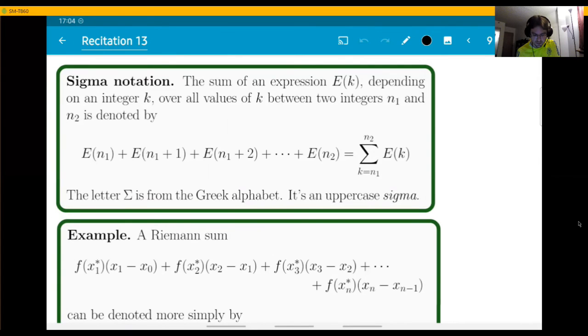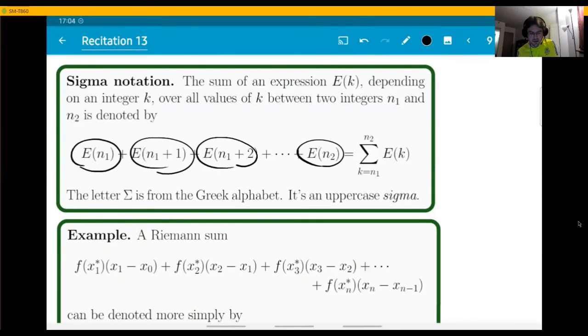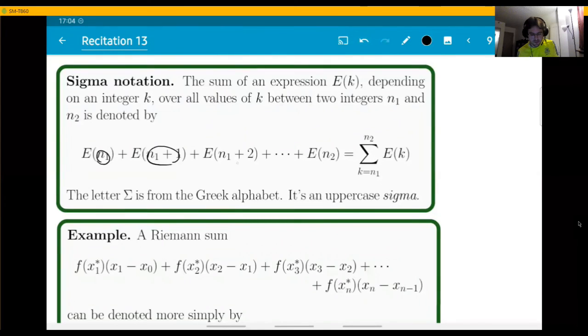So technically, here's the formal definition. When you have an expression, let's say e of k, that depends on an integer k, and you want to sum it over all possible values of k between integers n1 and n2, in other words, you want to find this sum, a bunch of different expressions depending on numbers that go from n1 up to n2, you can denote that by using this symbol here. The letter sigma, the uppercase sigma from the Greek alphabet. It has nothing to do with an E. It's not an E. It's like this, sigma.